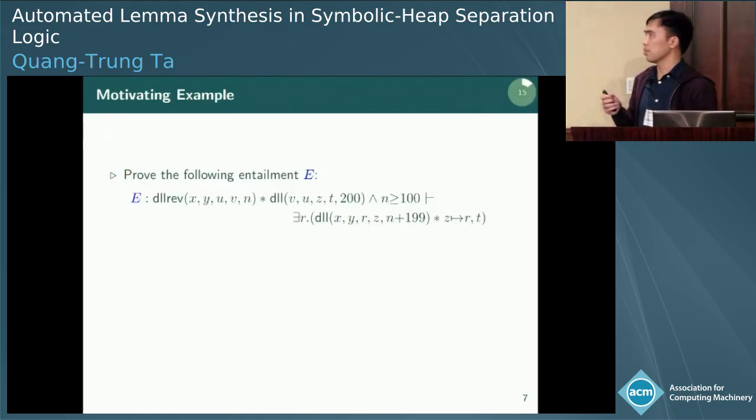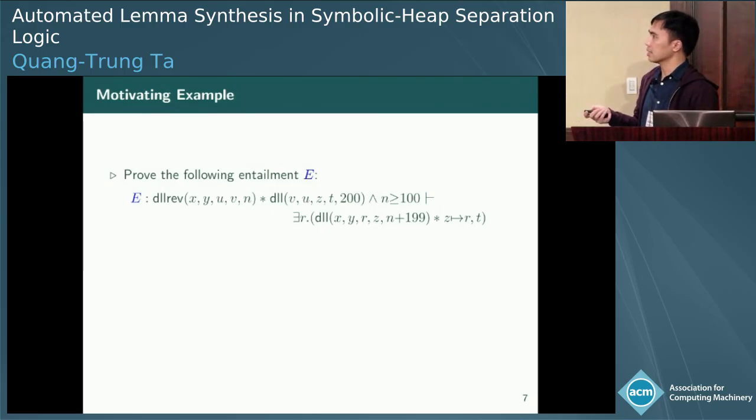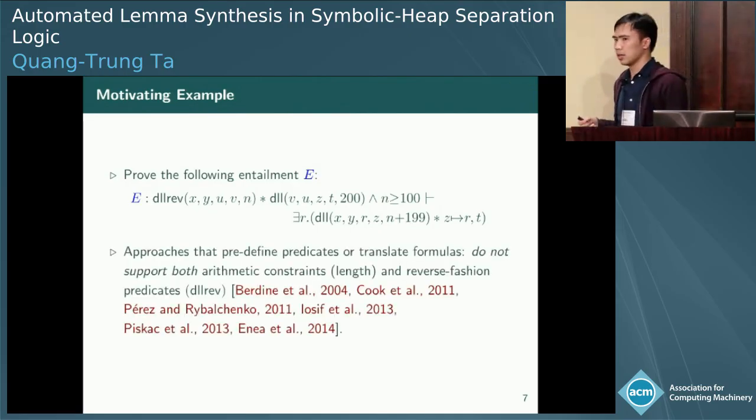So we consider the problem of proving the following entailment. It says that the combination of two linked list segments, one modeled by the reverse doubly linked list of length n, and the other modeled by the normal doubly linked list of length 200, can be split into two parts. The first part is a normal doubly linked list of length n plus 199, followed by an element. The approaches that predefine the predicates or translate the formula either do not support the arithmetic constraint like the length property here, or do not support the reverse inductive predicate like the reverse doubly linked list.